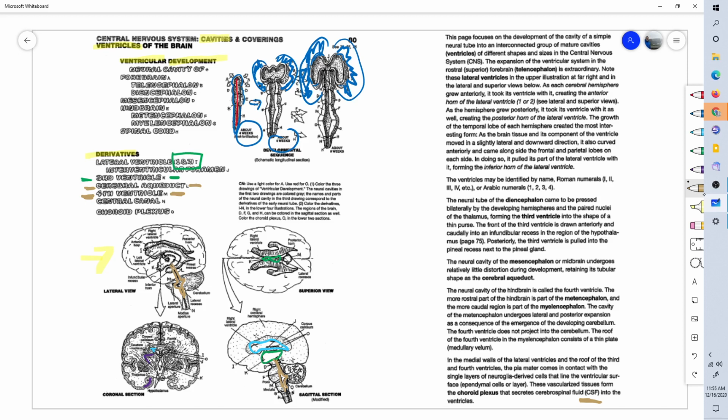Now, I mentioned cerebrospinal fluid. Where is cerebrospinal fluid created? It's created in a place called the choroid plexus. A little structure. Where is it? In this area, right here. It's the choroid plexus, an area where cerebrospinal fluid is created and secreted into the ventricular system.